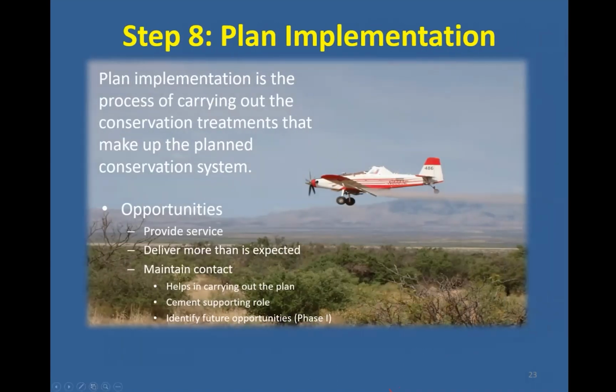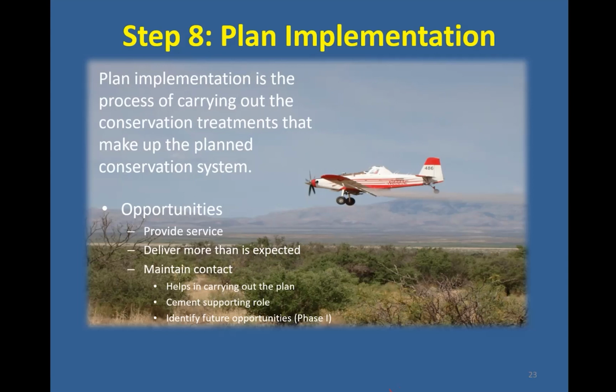So in step 8, this is the plan implementation, and this is the process of carrying out whatever conservation treatment you wanted. You wanted to build a fence. We went through that whole planning process. We've gone through the job sheets. We've identified it on a map where that fence is going to be, all of those things. And then it's on the producer to go out there and implement the plan.